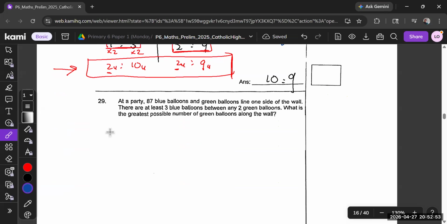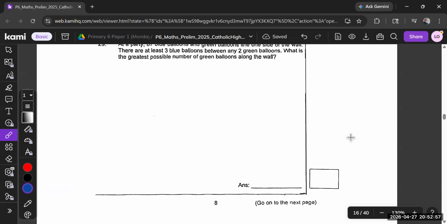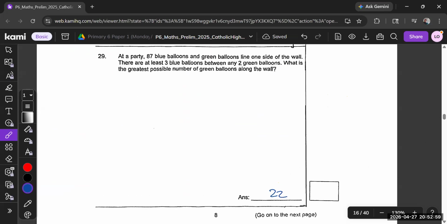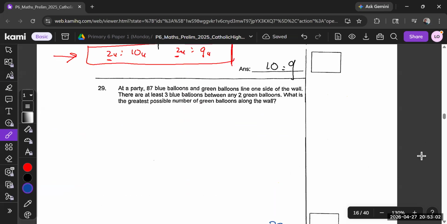Okay, question 29. What's the answer? The answer is 22. And how do we do that? You need to draw a diagram, and there's a method here. At the party, 87 blue and green balloons line one side of the wall. There are at least three blue between any two green.